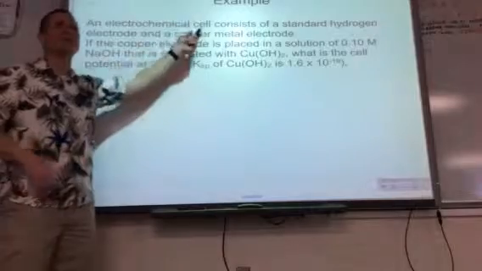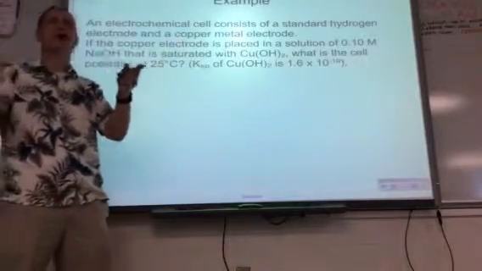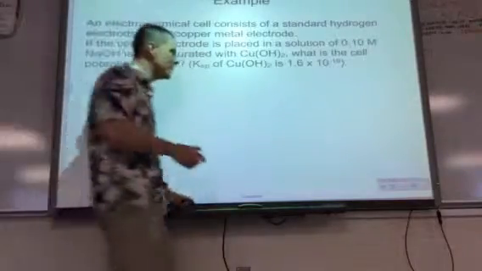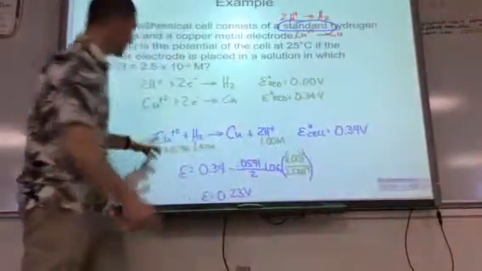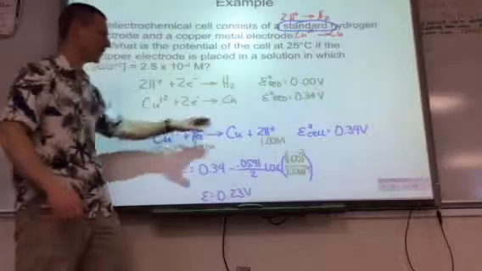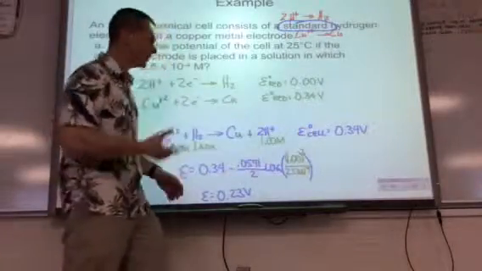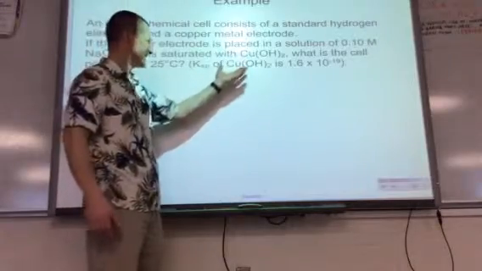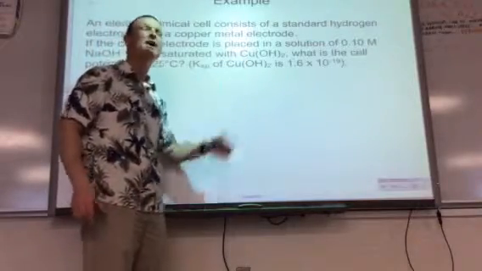We were doing okay with the first statement there. Standard hydrogen electrode, I know what that is. Copper metal electrode, I know what that is. So I already know that the chemical equation is this one right here. We're doing good so far. The standard cell potential is right there. But then they go into this sodium hydroxide and copper hydroxide and Ksp. What? Well, here's what they're doing.